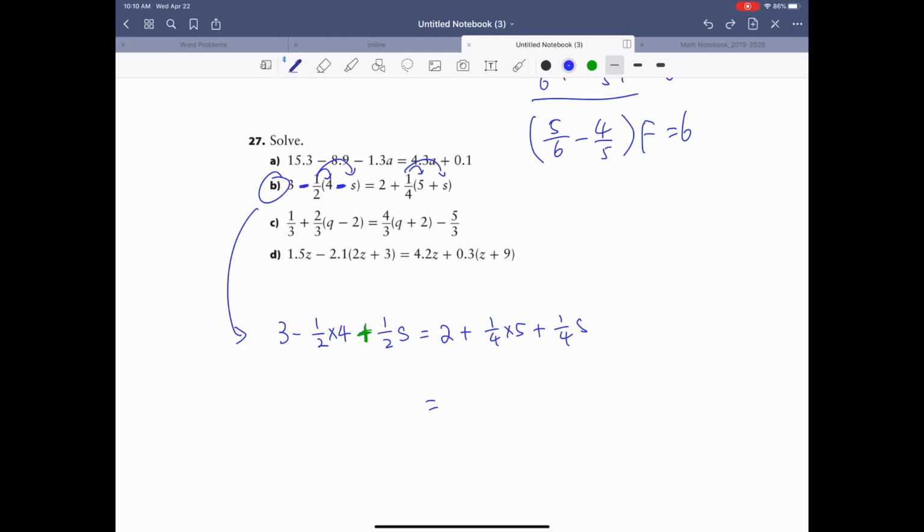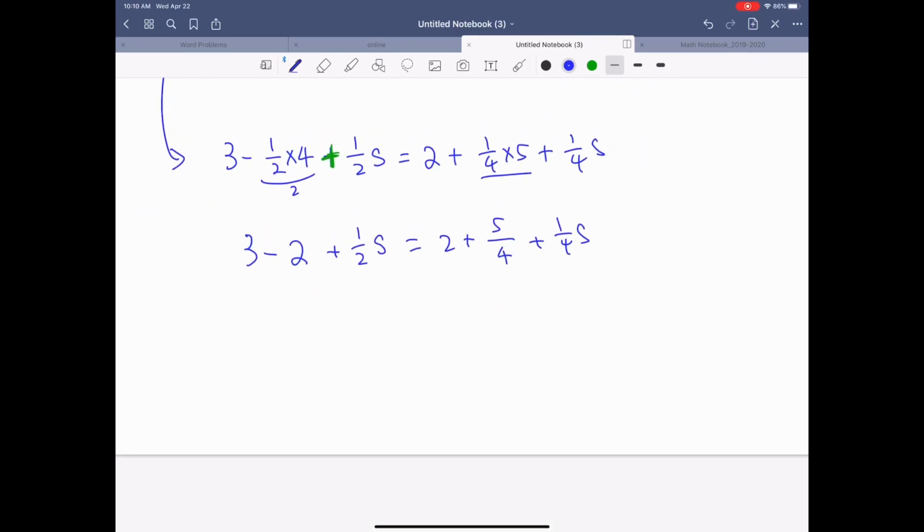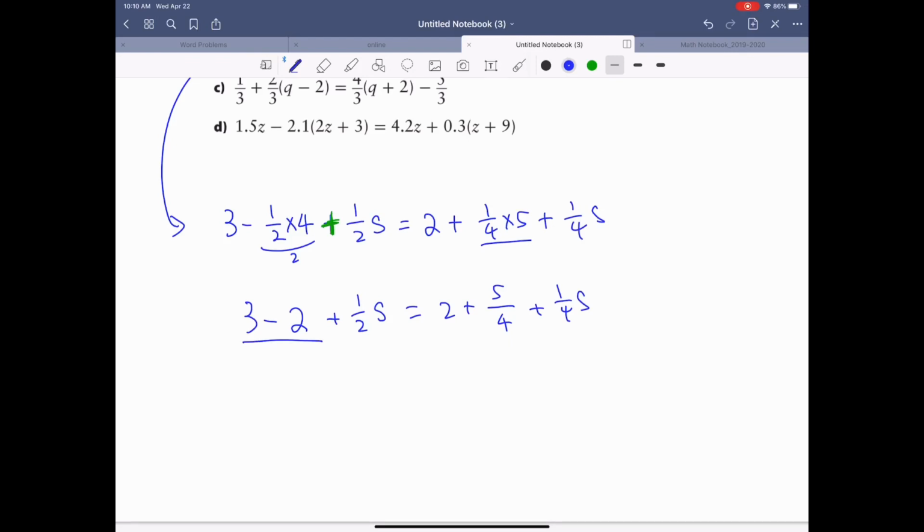Anything you can simplify? Yes, that's 3 minus 2, that's a 2, plus 1/2S, and this is 2 plus 5/4 plus 1/4S. Is there anything else you can solve? Of course, this is 1, so 1 plus 1/2S. Is there anything you can solve here? Of course, that's 8/4 for the 2, so 13/4. Okay, 13/4 plus 1/4S equals, you group the like terms together.